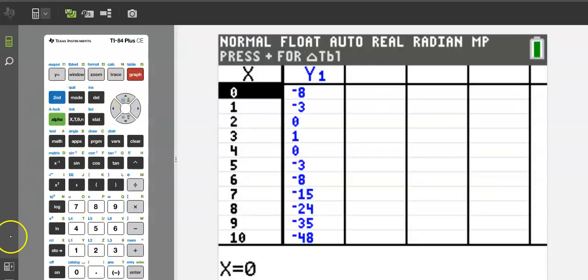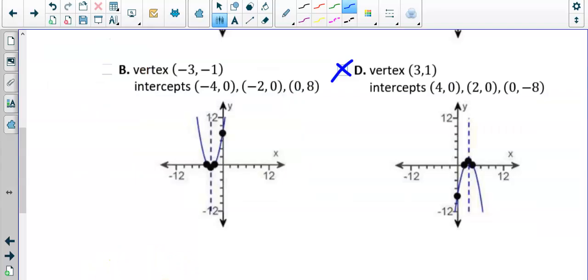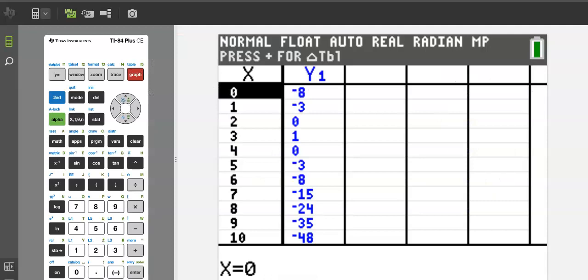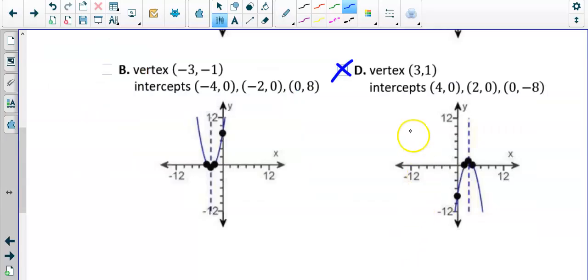Or, again, you could go to the table. And if you look, this is the only y value that's not repeating. 3, 1 is the vertex. And then it also asks, what are the intercepts? Well, if you're looking at the table right now, you can see the two x-intercepts: the 2, 0 and the 4, 0, because x-intercepts happen when your y value is 0. You can also see the y-intercept up here: 0, -8. Those are all the same points that they had listed.